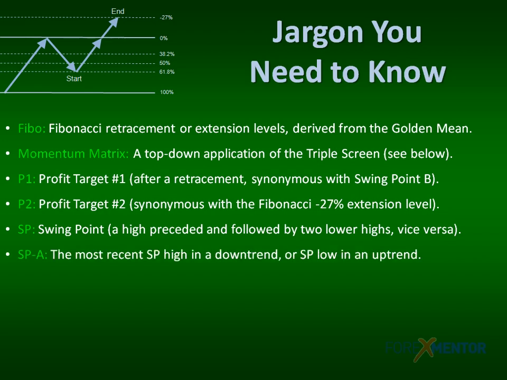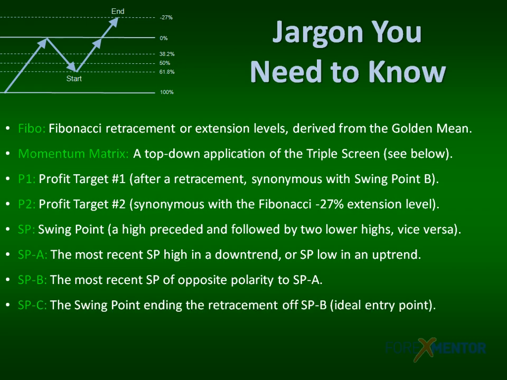SPA is simply swing point A. In the case of a downtrend, that's the most recent swing point high. In the case of an uptrend, that's the most recent swing point low. SPB, of course, is just swing point B, which is the most recent swing point of opposite polarity to A. So if A is a low, B is a high, you would encounter that in an uptrending market. Okay, if A is a high and B is a low, of course you're in a downtrending market.